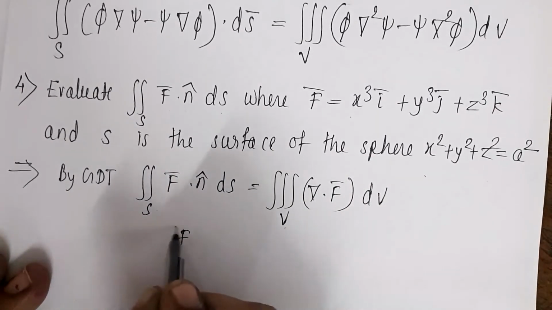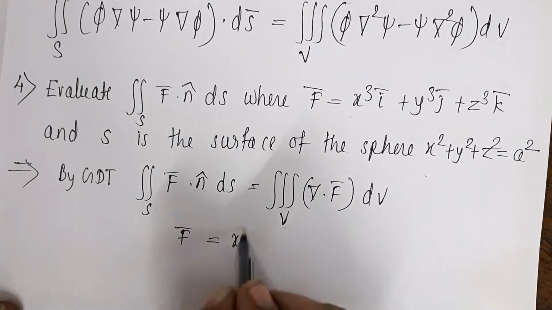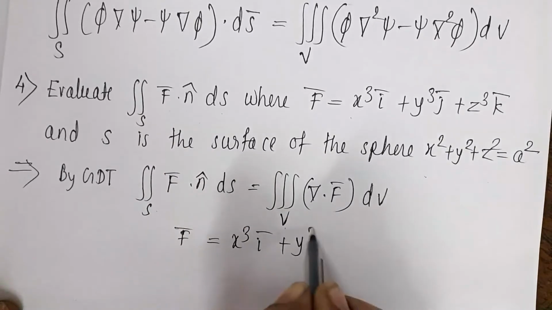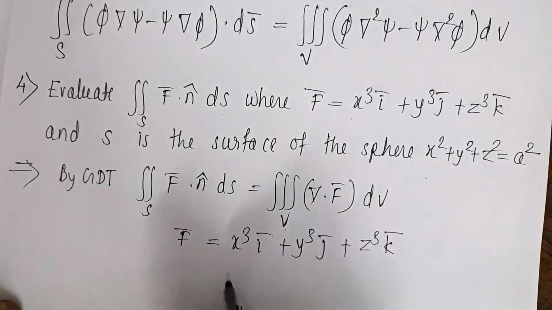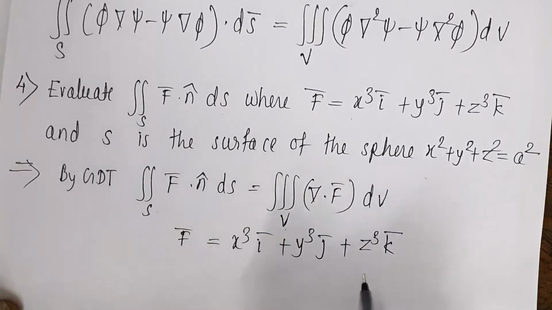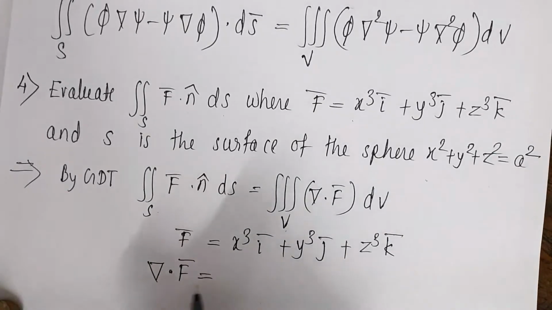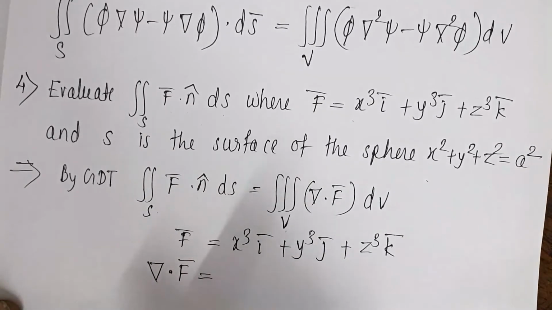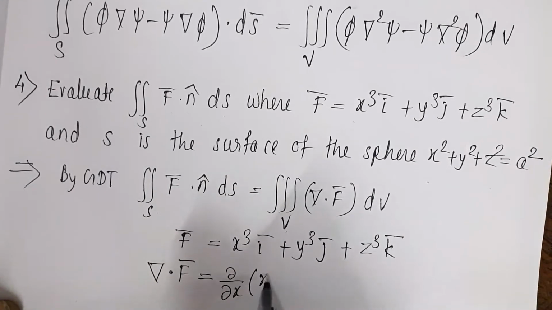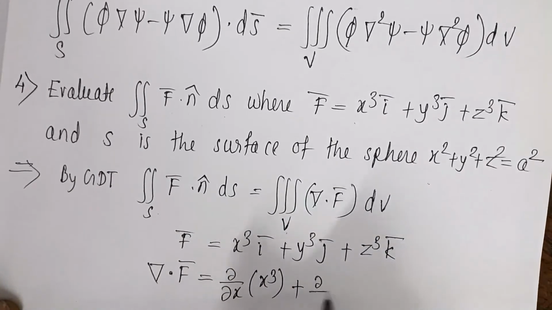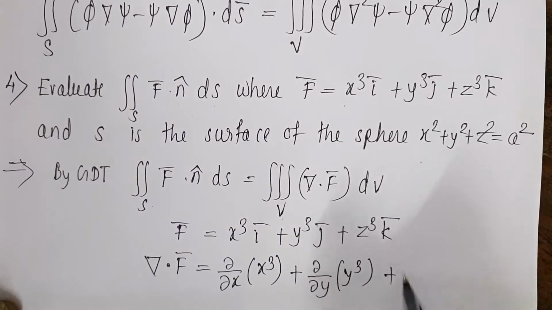F is given, it is equal to x cube i plus y cube j plus z cube k. Now this is del dot F. Del dot F means the dot product of del with F. So what is del by del x of x cube, plus del by del y of y cube, plus del by del z of z cube?